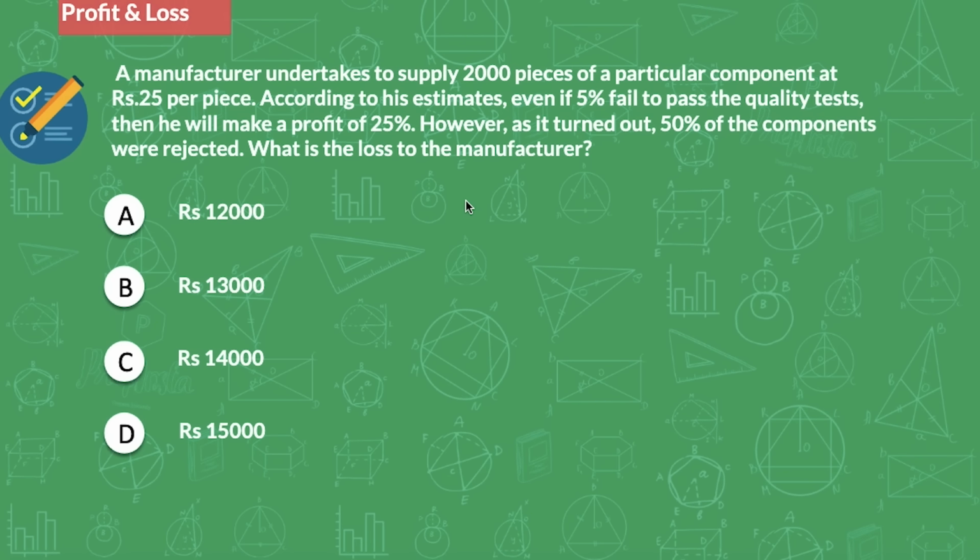A question from profit and loss. It says a manufacturer undertakes to supply 2,000 pieces of a particular component at rupees 25 per piece. According to his estimates, even if 5% fail to pass the quality test, he'll make a profit of 25%. However, as it turned out, 50% of the components were rejected. What is the loss to the manufacturer? I guess a very easy question from profit and loss. I'm giving you guys 45 seconds to solve this particular question, and then I'll solve this question for you. So your timer starts now.